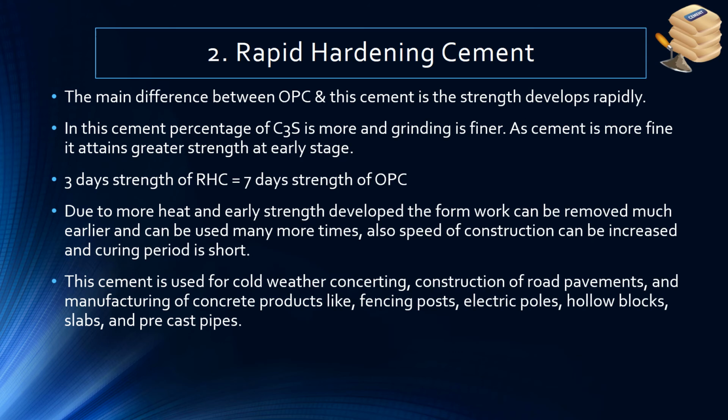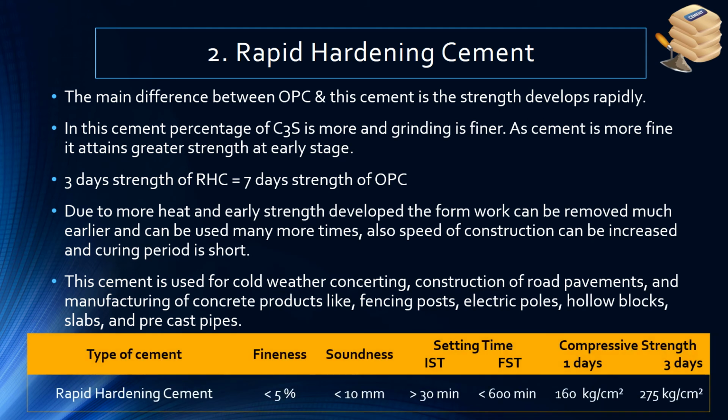The properties of rapid hardening cement are: fineness is less than 5%, soundness is less than 10 mm, initial setting time more than 30 minutes, final setting time less than 600 minutes. Compressive strength after 1 day 160 kg per square centimeter. Compressive strength after 3 days 275 kg per square centimeter.